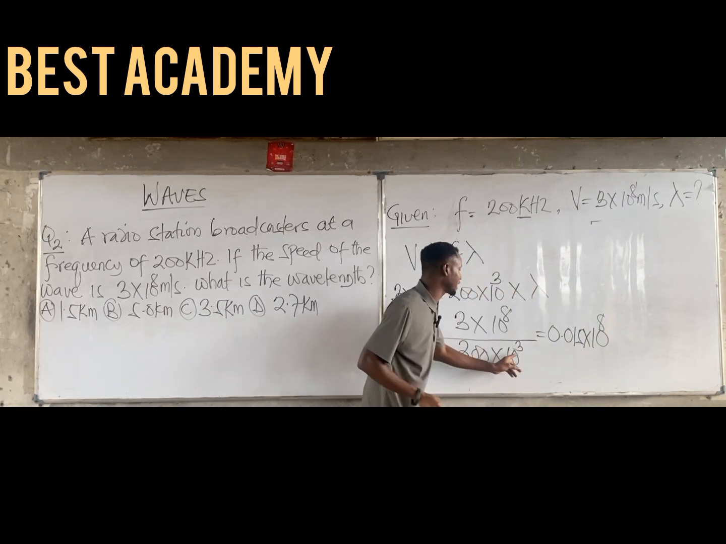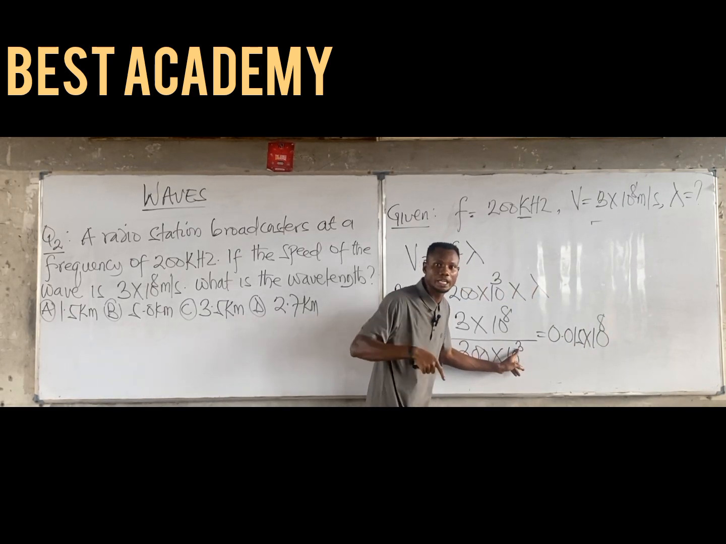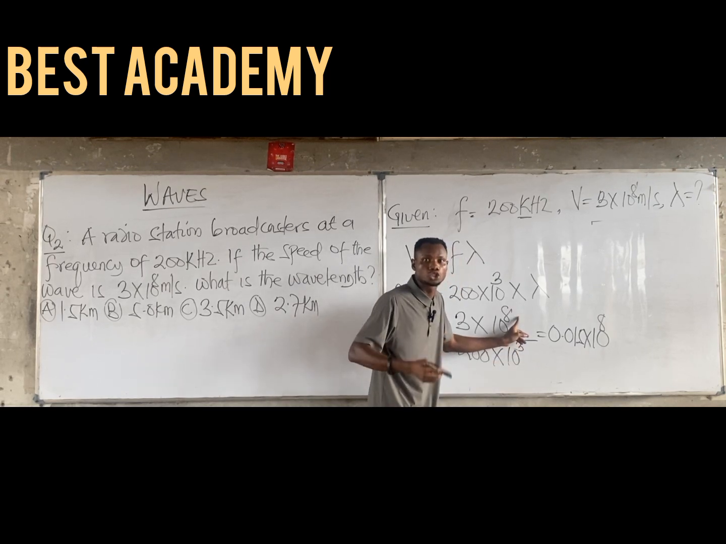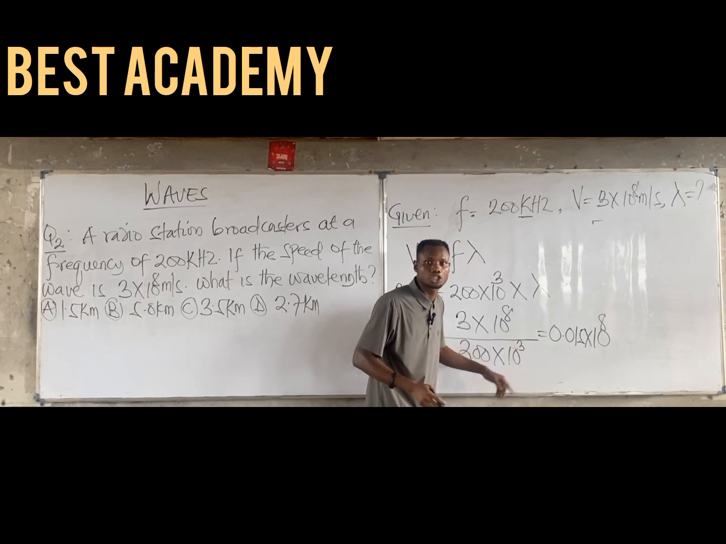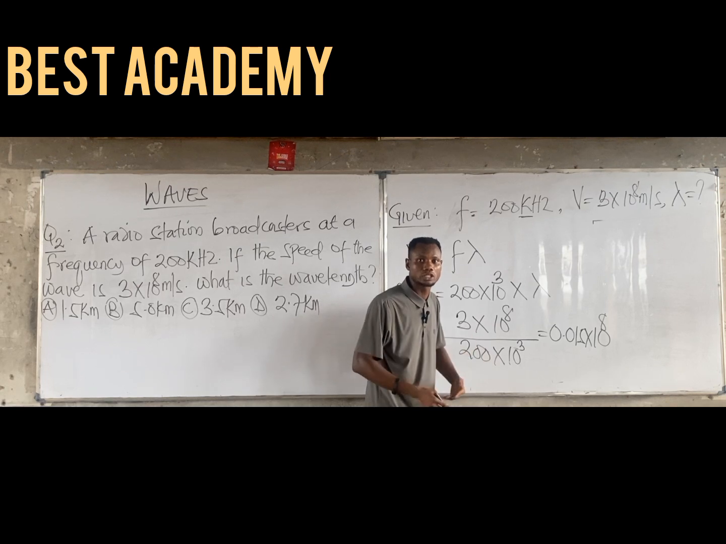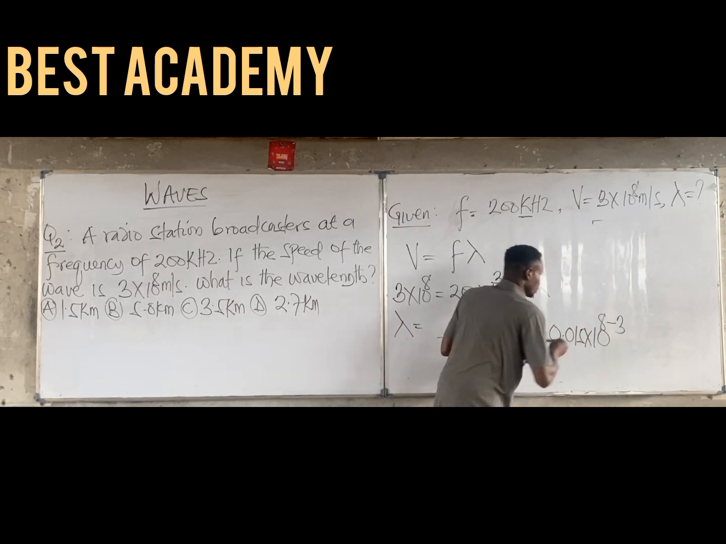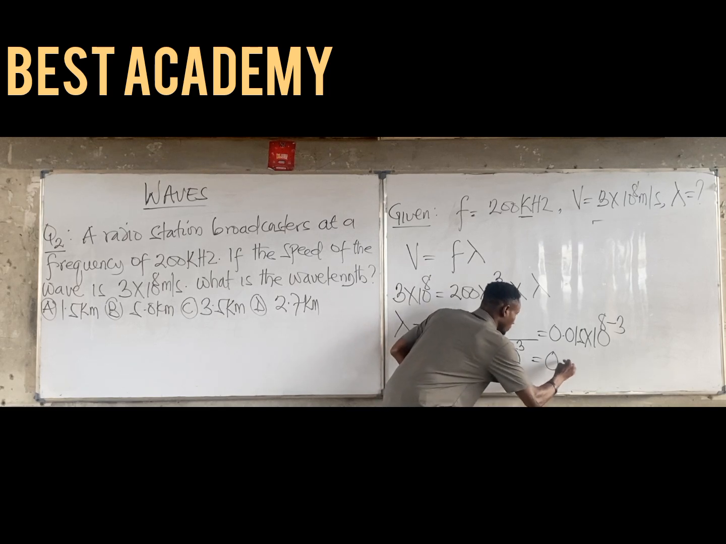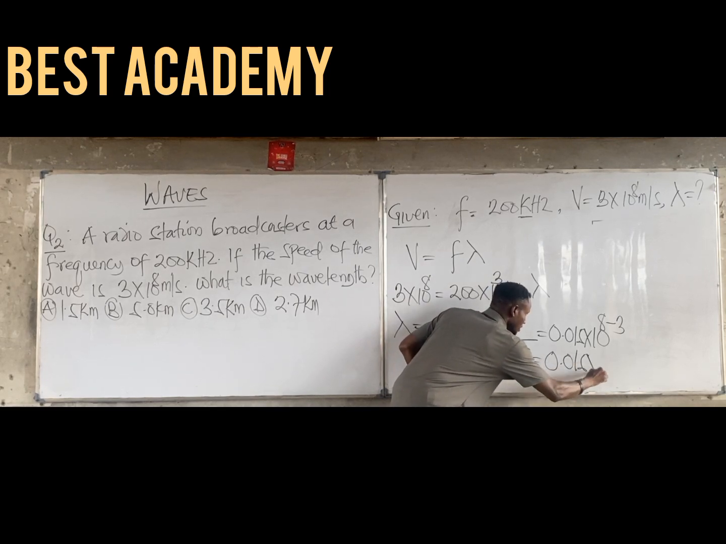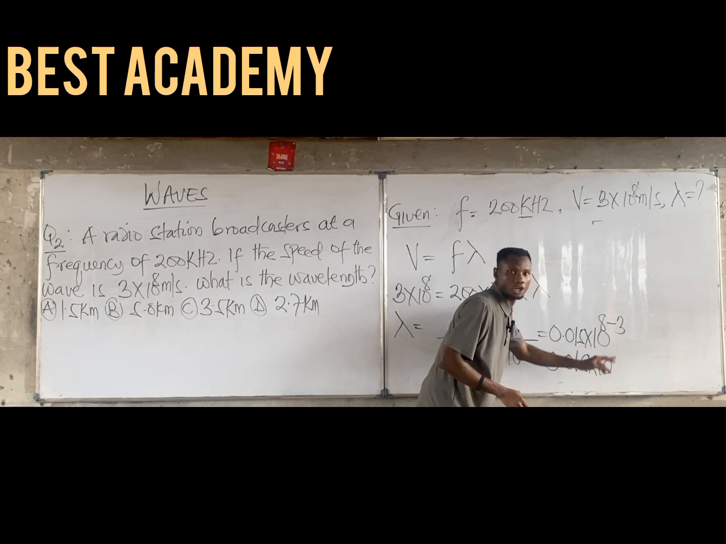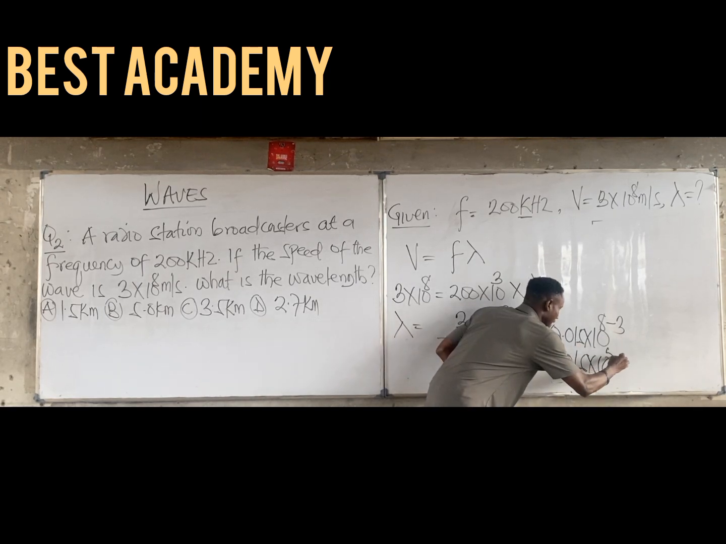Now, whenever you are taking any power from denominator to numerator, it is going to change its sign. If it is plus, it will change to minus. If it is minus, it will change to plus. This will be minus 3. So let's go here. This will be equal to 0.015 times 10 raised to the power of 8 minus 3. What is that? 5. Please take note. I have this to be 5.